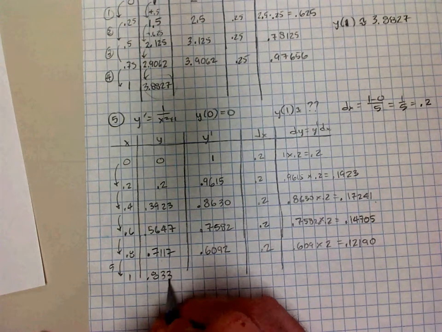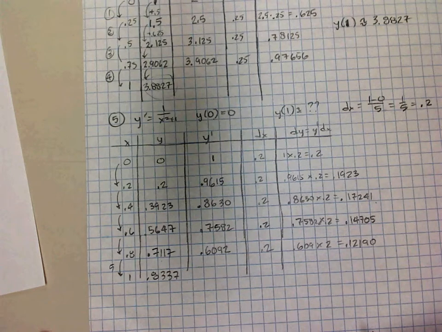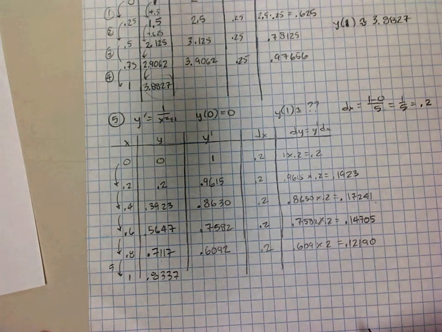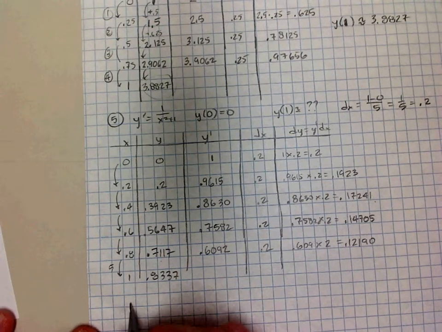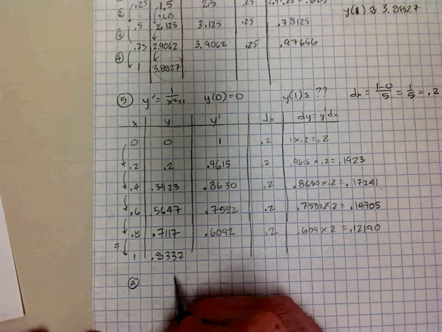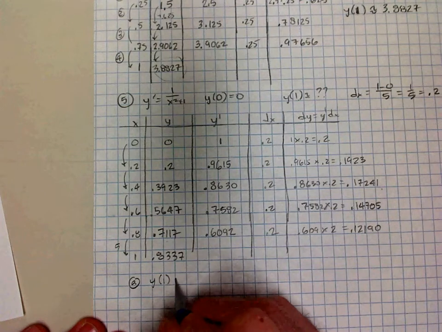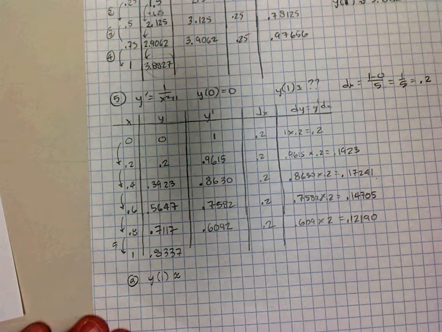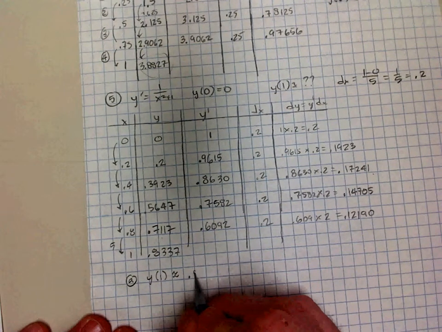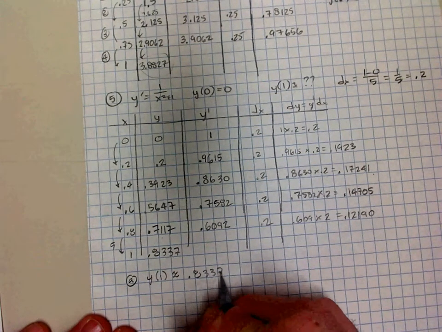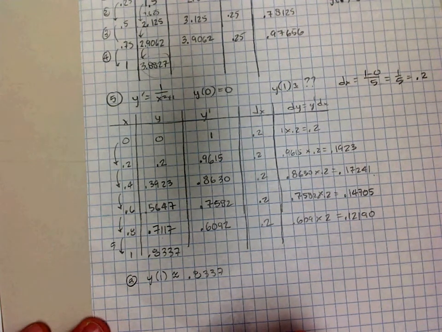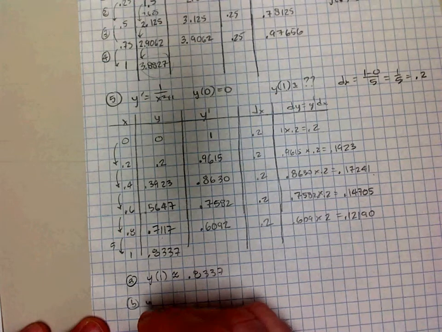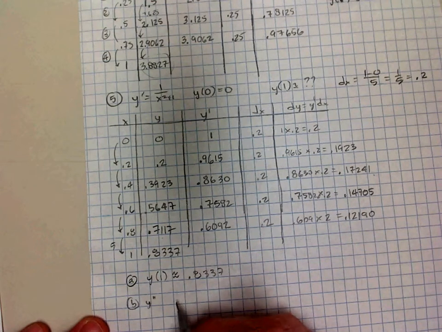So, to answer the first part of this, part A, y at 1 using Euler's method with 5 steps is going to give us approximately 0.8337. Now it says, hey, let's find y double prime of x. How do we do that?